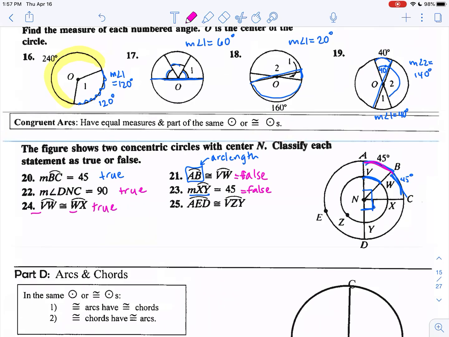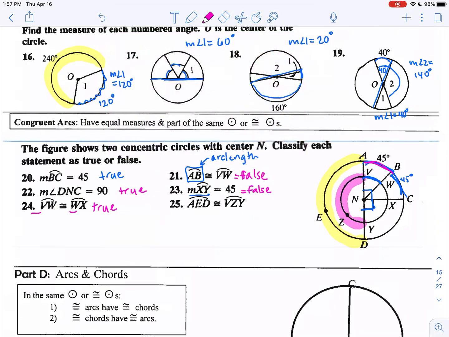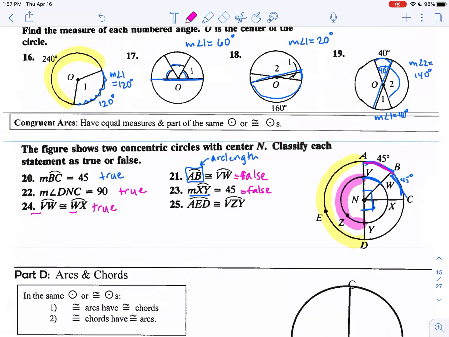Arc AED is congruent to arc VZY. And if you look at the length, which is what it's referring to, this length is different from this length. If you were actually to stretch those two out, they're different. So this is false. And remember, they're not talking about the angle of those arcs, but they're talking about the length of those arcs.